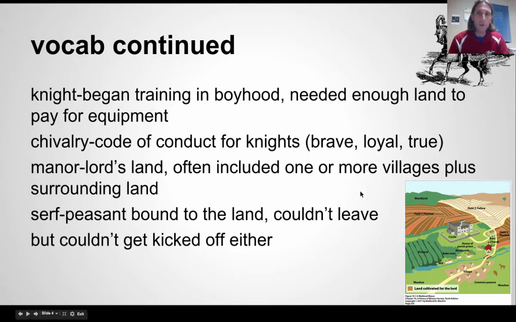And as you go through, here's a couple of examples. Here's a picture of a knight. Here's a picture of a manor. So that can help give you a visual of what these things look like and what they are.